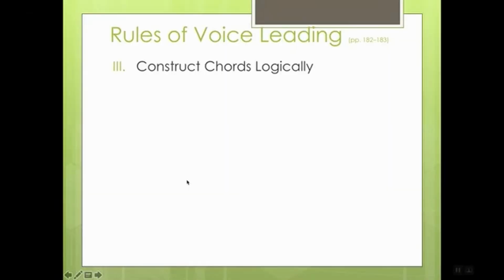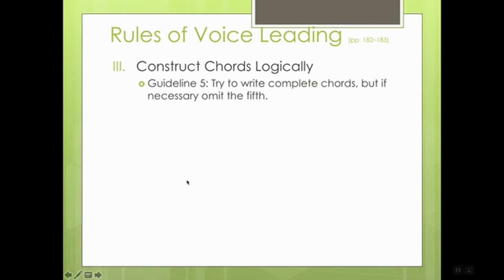Construct your chords logically. It's easy, or at least that seems a reasonable thing to ask. Guideline number 5, just a guideline. Try to write complete chords. But if you're going to omit a note, you're actually totally allowed to, and you just shouldn't omit the root. Don't omit the third. If it's supposed to be a 7th chord, don't omit the 7th. So that just always leaves the 5th. You're allowed to omit the 5th whenever you want to.